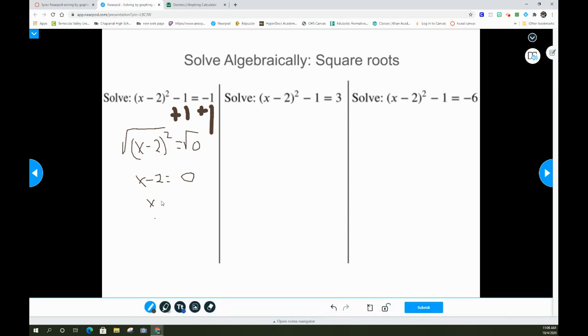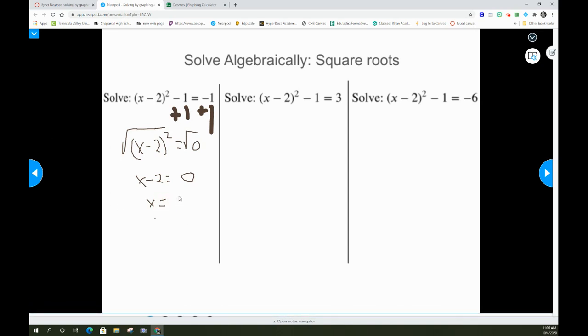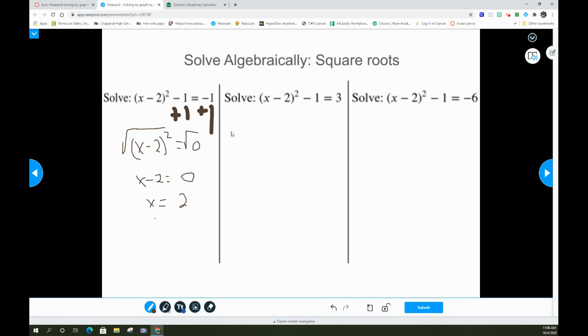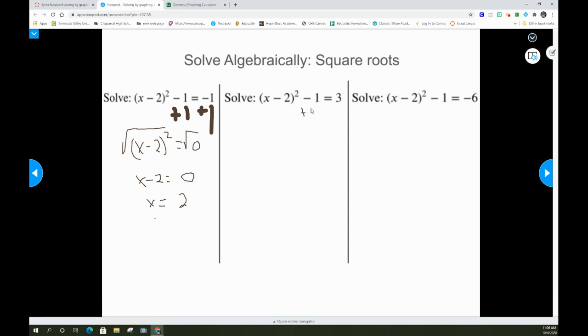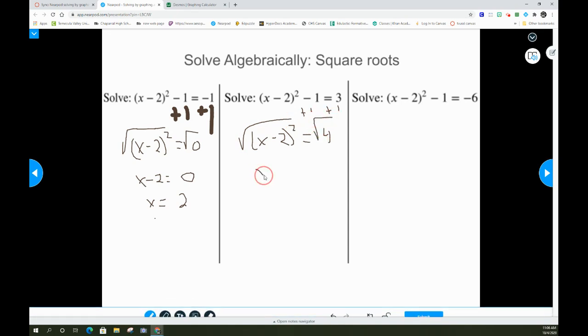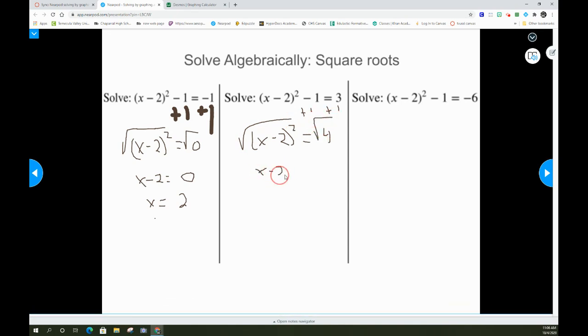All right, so again, when you get 0 over here, there will not be 2 answers. You're only going to get one answer. All right, add 1. Now I get 4, so x minus 2 squared equals 4. Square root both sides. So the square root of 4 is plus or minus 2. So x minus 2 equals plus or minus 2.